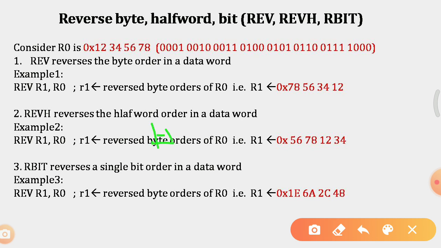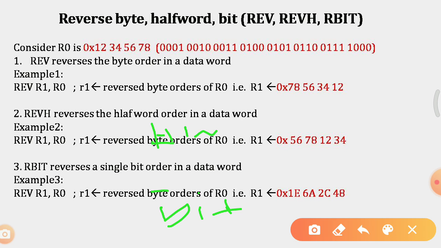is a half word, and here it is bit. So here REVH R1, R0, where the value of R1 will be loaded with the reversed half word orders of R0. That is, R1 will be loaded with 0x56781234. So the 5678 is the lowest half word, 1234 is the highest half word, which are being interchanged.